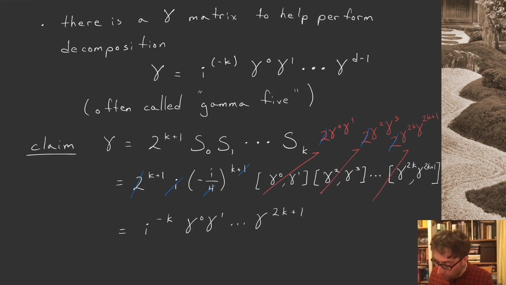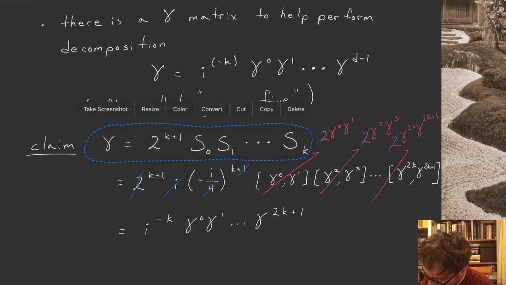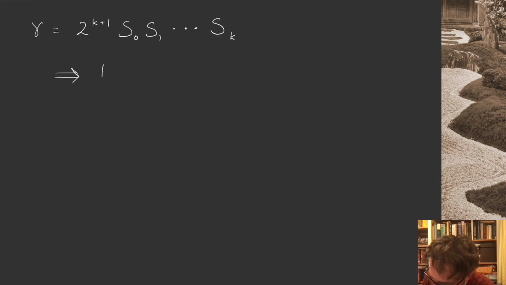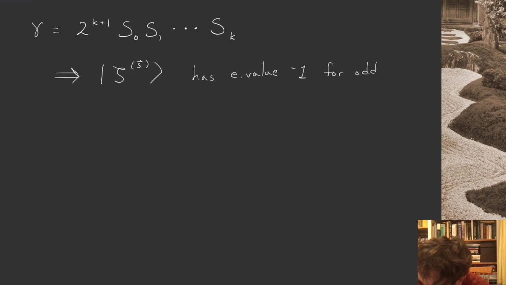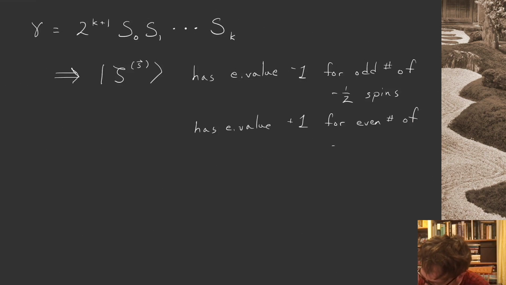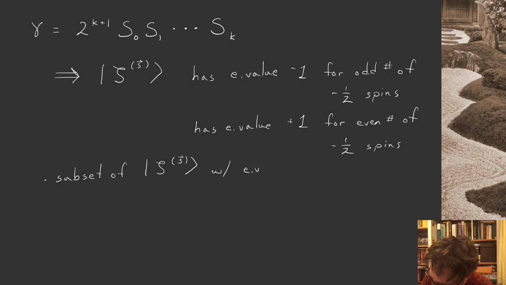Right. But now with this result in hand, we can think about what it means for the decomposition of the representations. So if we think about the original representation, these zeta s with this list of spins plus or minus a half, this has eigenvalue minus 1 for an odd number of minus a half spins, and it has eigenvalue plus 1 for an even number of minus a half spins. And so we say that the subset of these states with eigenvalue plus 1 form a subrepresentation, a so-called Weyl representation of the Lorentz algebra.